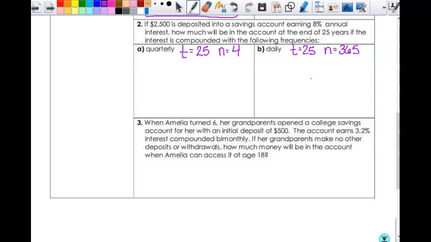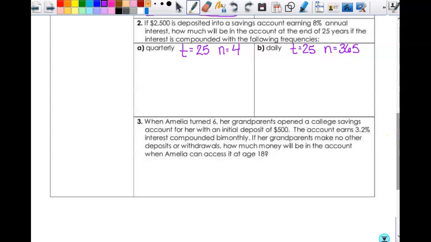And then we're not going to work those because I think that you can get through that just fine. We are going to look at number 3, though, because there's some vocabulary here that's important as well. Any questions on this so far?